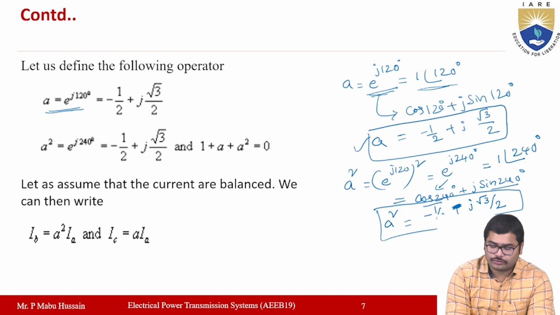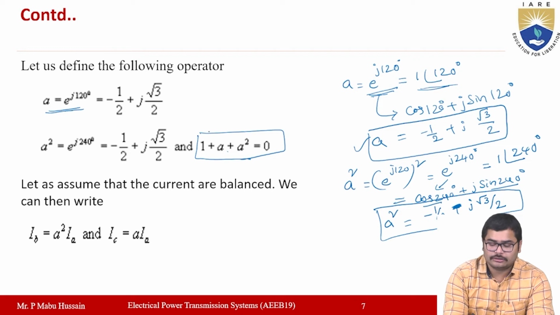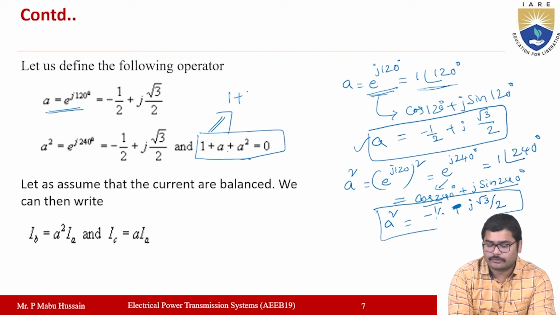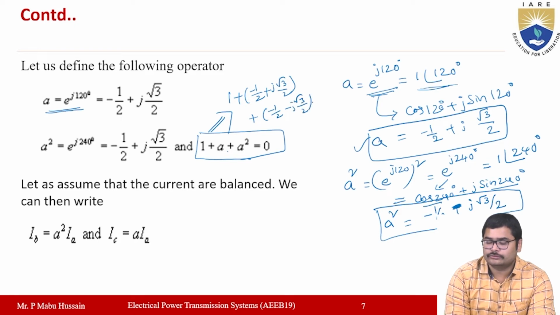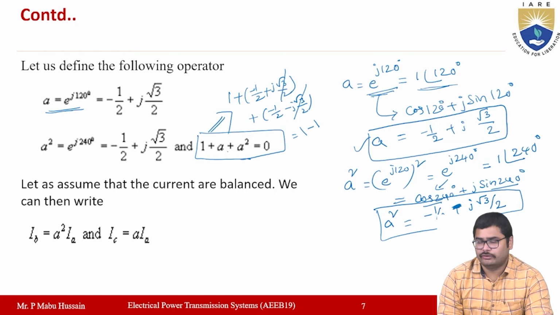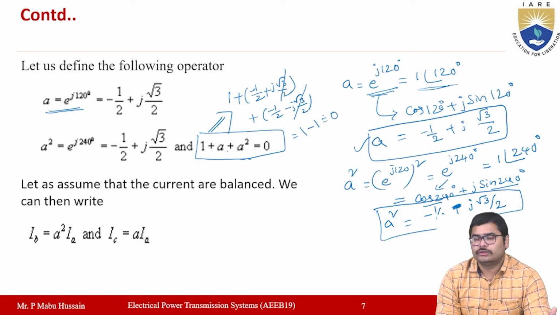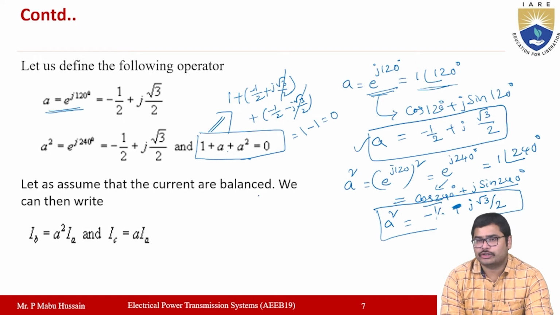Okay, so now if you calculate the value of 1 plus A square, 1 plus A is minus 1 by 2 plus j root 3 by 2, and A square is minus 1 by 2 minus j root 3 by 2. Minus 1 by 2 minus 1 by 2 will be equal to minus 1, and the j root 3 by 2 minus j root 3 by 2 will get cancelled, so 1 plus A square will be equal to 0 here.